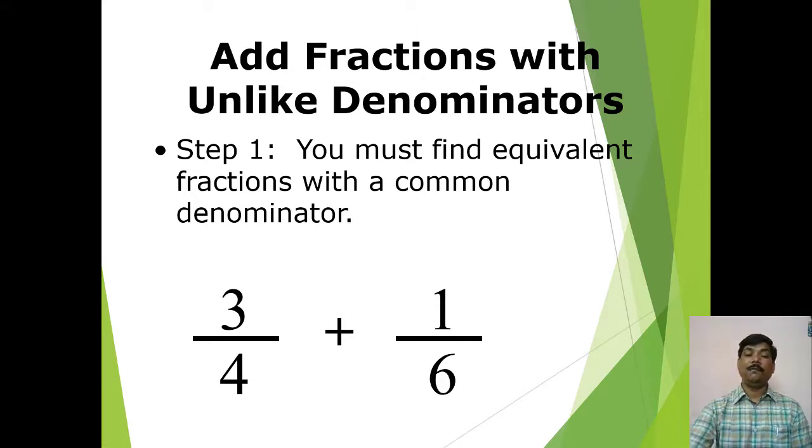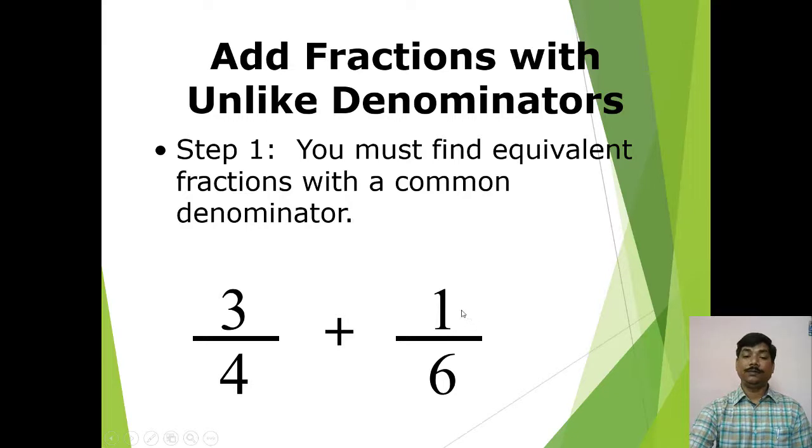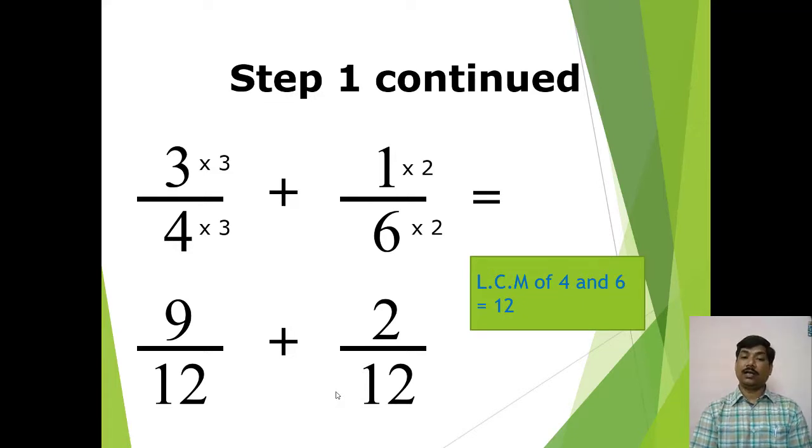What do you have to do? You have to find the equivalent fraction of each fraction with the common denominator. It means you have to find the equivalent fraction of 3 upon 4 and the equivalent fraction of 1 upon 6 in which the denominators are common. How will we do this? The next step: to find the common denominator of both fractions, we have to find the LCM of the denominators of the given fractions.